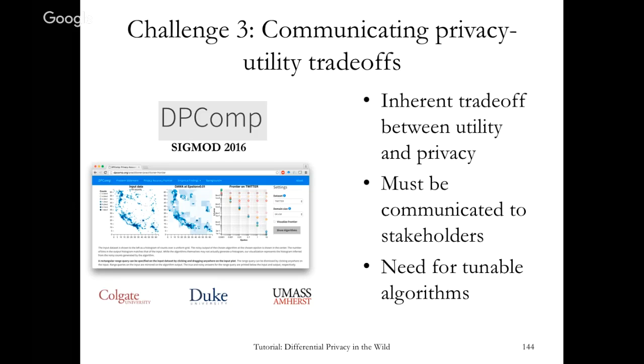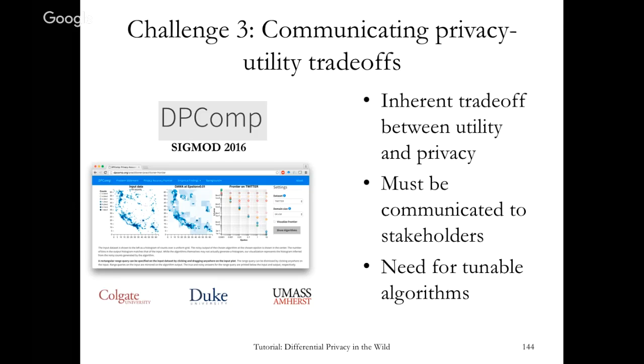So with applications, say at the Census Bureau, talking about how the statistics that they release are used, what's important to release, which statistics can tolerate error, which ones have to be released exactly. There are very important conversations to have there about the privacy utility trade-off. And there was some work that Ashwin and I did with some collaborators that appeared at SIGMOD last year on DPComp. And it's actually a public website. You can go and check it out.